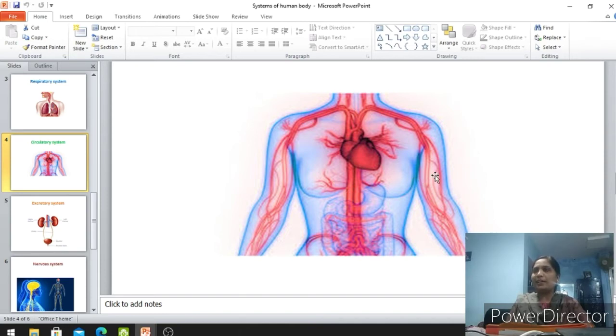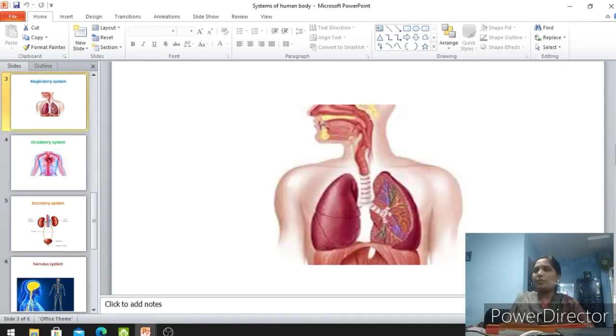So here I am showing you the slide of an internal organ. Which internal organ is it? Yes, it is heart. It's located in chest part and little bent towards left side. And it belongs to which system? Circulatory system. And what's the function of your heart? It pumps blood to all parts of the body. Very good.